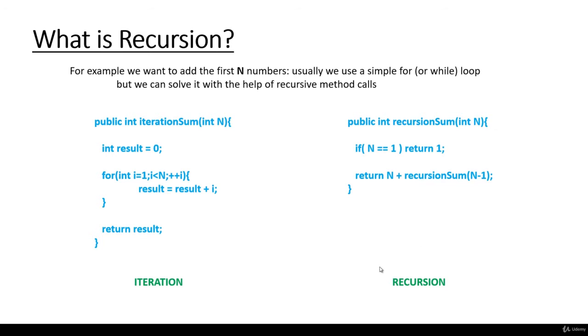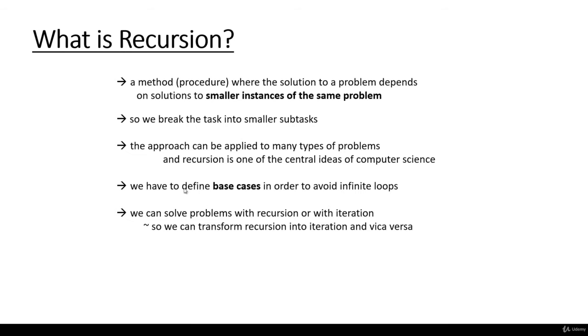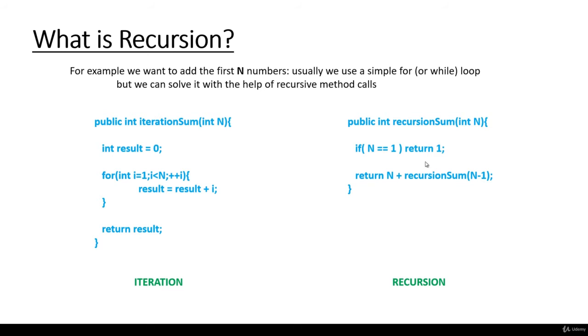Let's take a look at the recursive solution. We have the recursive sum function with the input n. We have to define a base case. This is what we have been talking about, that we have to define base cases in order to avoid infinite loops. Of course, if we call the same function over and over again without the base case where we define when to stop the algorithm, of course it's going to be an infinite loop. So if n is equal to 1, we return 1, and otherwise we return n plus the recursive sum of n minus 1.